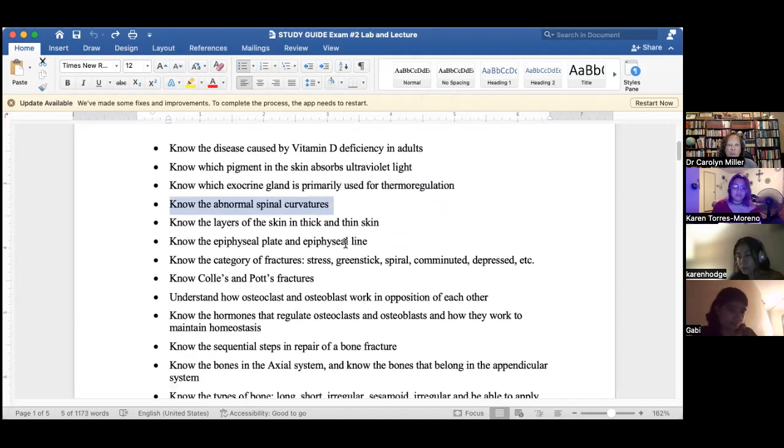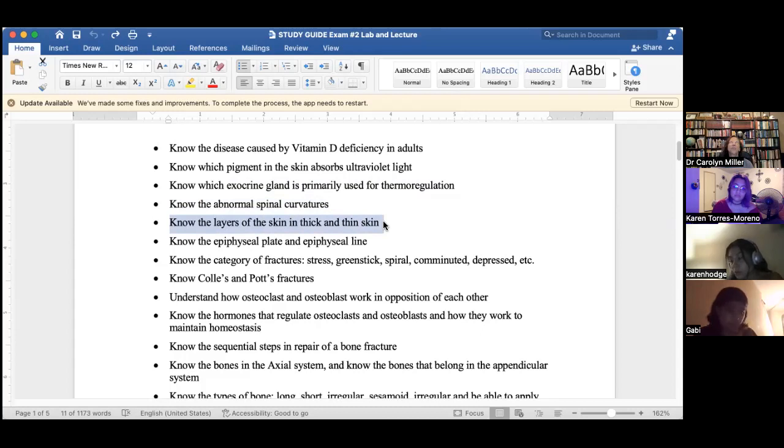Know the abnormal spinal curvatures. We said that the lateral curvature is scoliosis. Remember, the kyphosis is abnormal curvature in the thoracic region, and that is hunchback. And then lordosis is abnormal curvature in the lumbar region, and that's your potbelly or pregnancy. Know the layers of the skin and thick and thin skin.